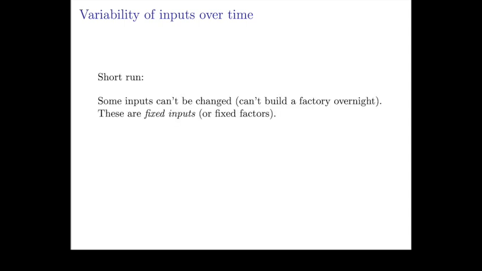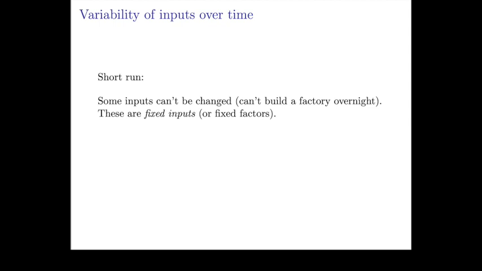Which inputs you can vary is going to change over the horizon that we're doing our analysis over. So in the short run, you can vary some inputs, whereas in the long run, you can vary other inputs. Some inputs, for example capital, like buildings and factories, you can't build overnight. You can't order new equipment overnight. Whereas labor, you can change overnight. You could say, don't come into work tomorrow. So you can change the amount of labor you're going to use from day to day, whereas the amount of capital you're going to use can't be changed as flexibly.